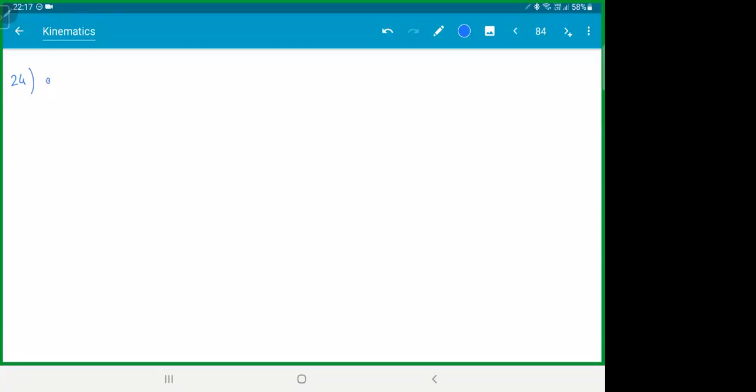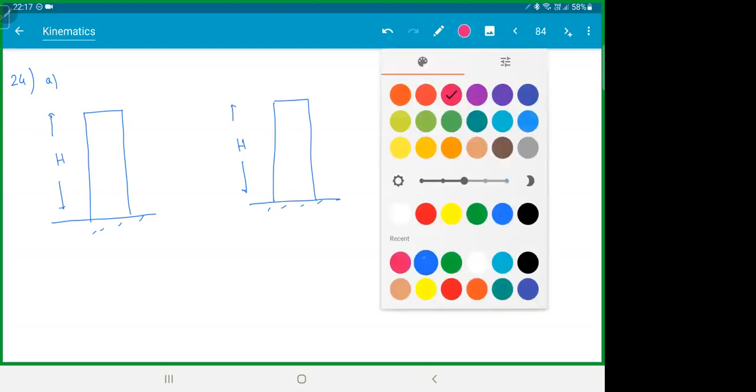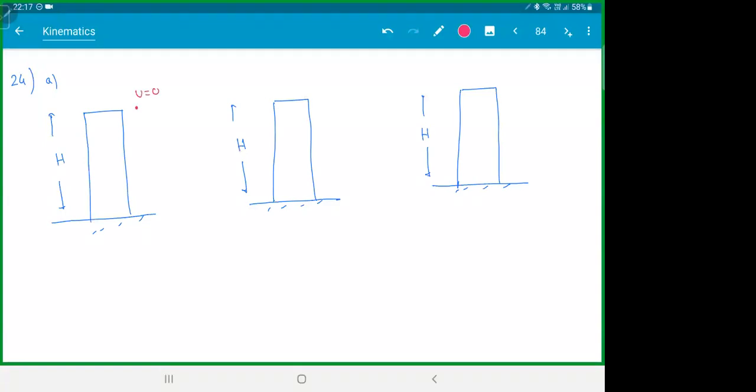Next one. Let's say we have a building. Another building. 3 buildings, all of the same height h. The first building, you drop a stone with speed 0. Second building, you throw a stone with speed u upward. In the third building, you throw a stone with speed u downward. Find the time of flights and the relation between them.